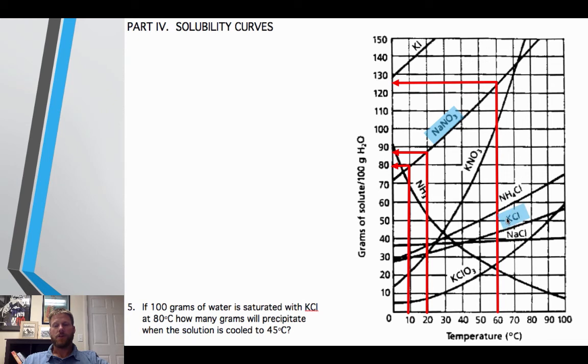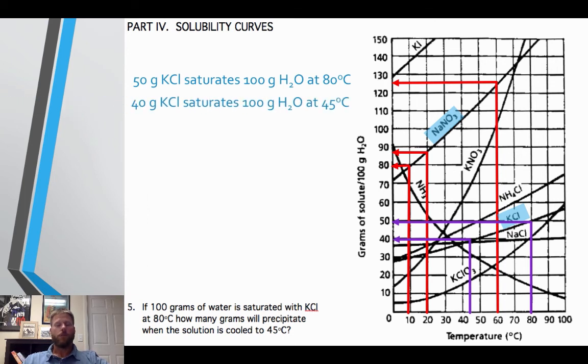I'm going to read the solubility at 80 degrees Celsius, and I can see it's 50 grams of KCl will dissolve at 80 degrees Celsius. And then at 45 degrees Celsius, I can read the graph and see that 40 grams of KCl will dissolve at 45 degrees Celsius. So how much will precipitate if the solution is initially at 80 degrees Celsius and cooled to 45 degrees Celsius? All you got to do is subtract. So you'd have 10 grams of KCl that would precipitate out of solution as the solution cooled. As I mentioned earlier, you can guarantee you're going to have questions like this referring to reading a solubility graph on an assessment.